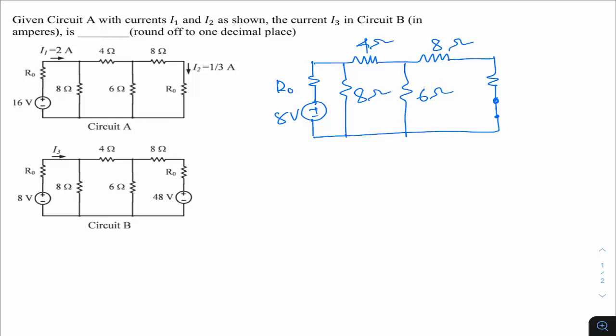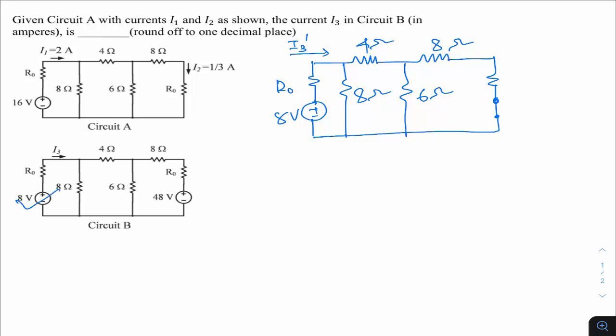Okay, and what is the current we are expecting? We are expecting this branch current, right? So this is the current we expect. Let's call this current I3 dash. So then this is the response because of this source.